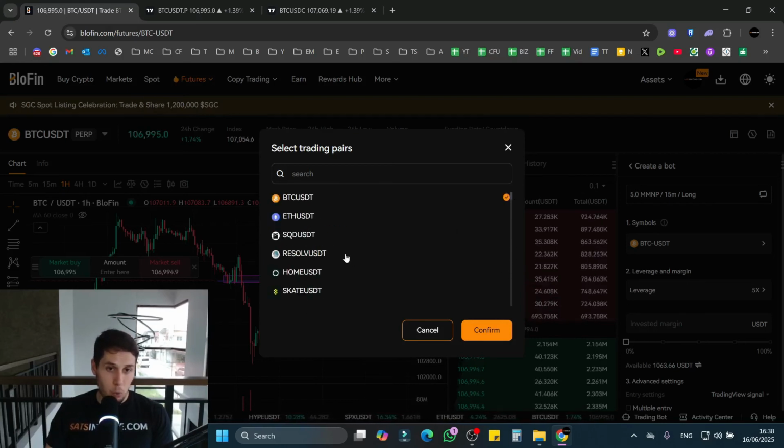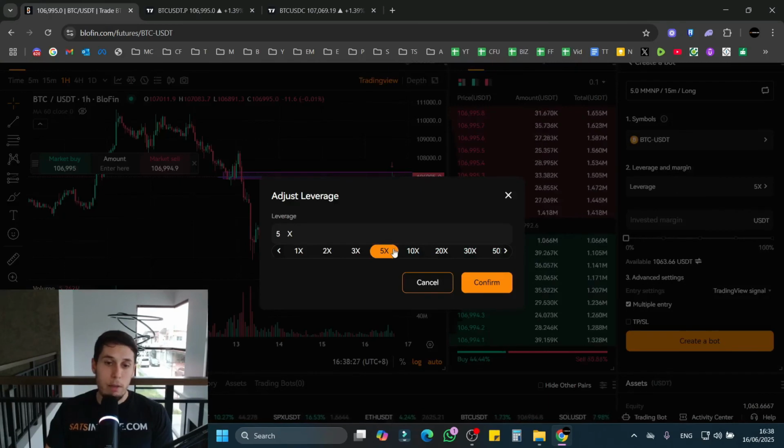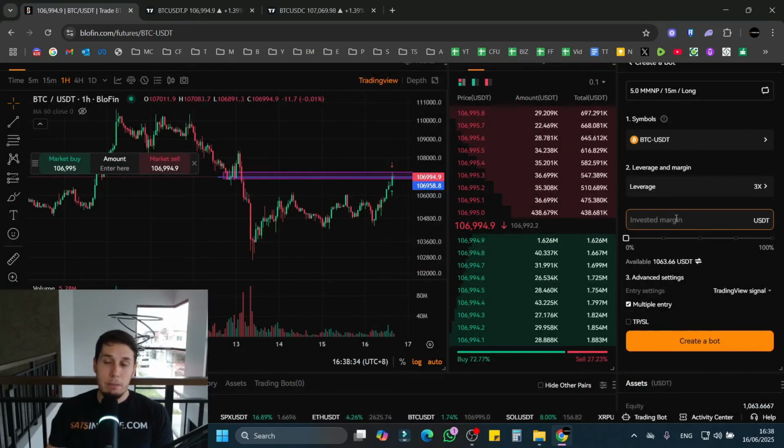Unfortunately, you can set up only 20, so you have to select 20 out of all of these coins. So we're gonna start with Bitcoin, right? Select the leverage. The default leverage is 5. What do you want to use? 2x, 5x, 10x. It's up to you, right? So select the leverage, invested margin.